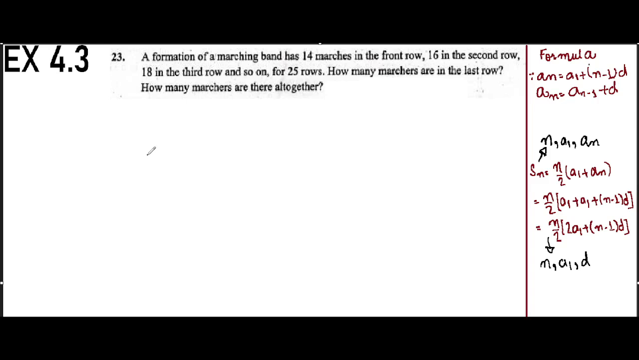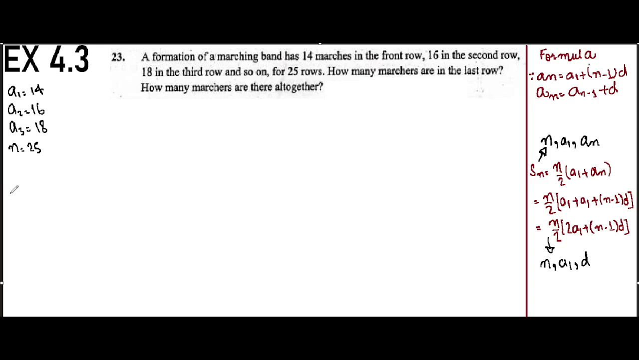Okay, now let's collect all the information from this question. The first row has 14 marchers, so A1 is equal to 14. The second row has 16, A2 is equal to 16, 18 in the third row, A3 is equal to 18, and so on for 25 rows. That means the total number of rows is 25.